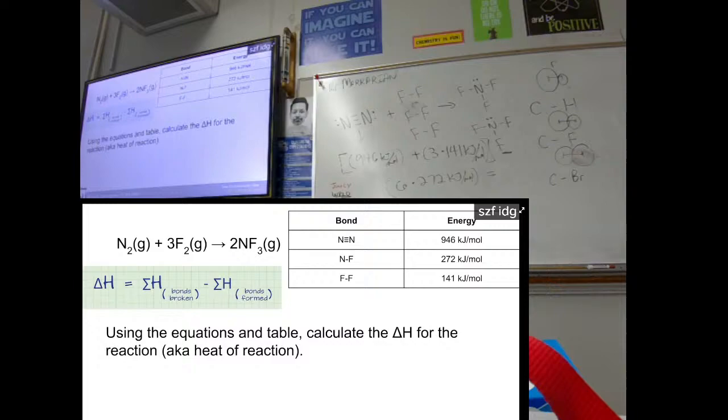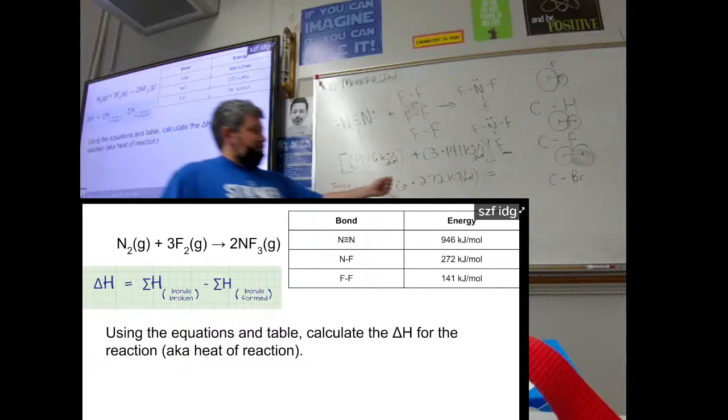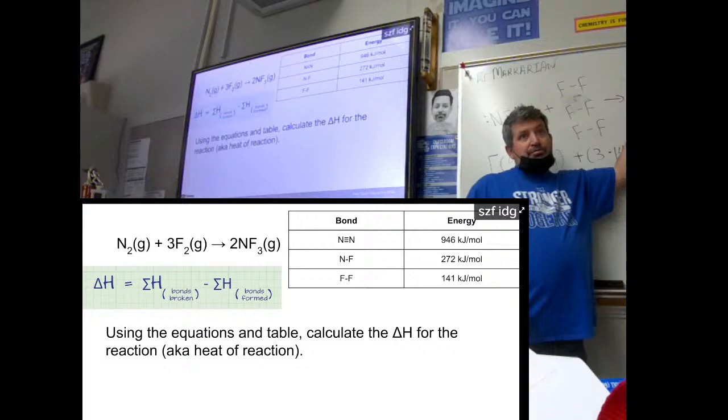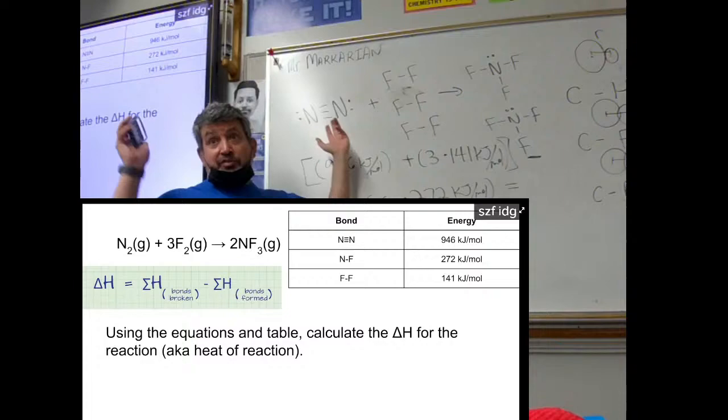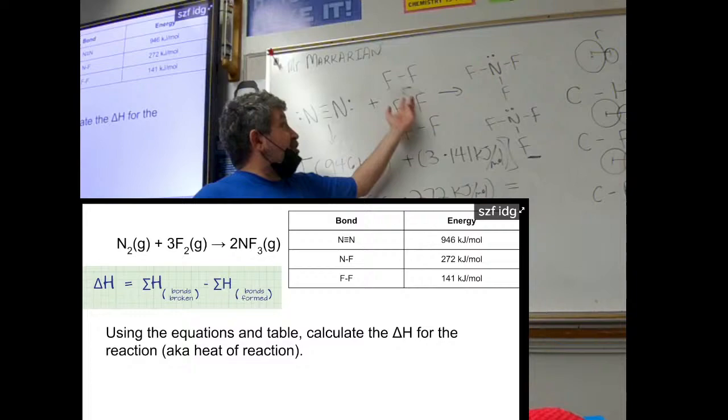Are you multiplying 6.7? Yeah. So, in the parentheses, there's six of those bonds in all of this. These two NFs, there's 1, 2, 3, 4, 5, 6. So whatever the energy is to break one of them has to be multiplied by 6, because there's six of them. These are coming together. So this is the 946 for the N2 that's in the table. There's only one of them. Okay. Then we've got three of these. They're all at 141.